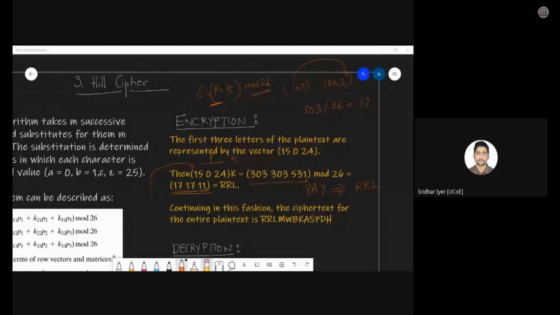Am I clear? Am I making any sense? Any doubts with these? Kindly let me know. Is it clear?